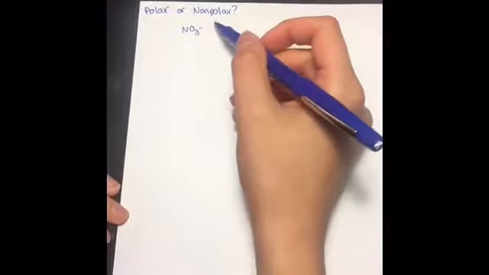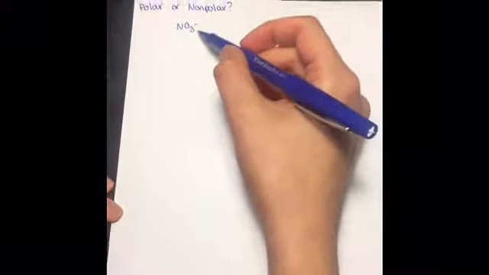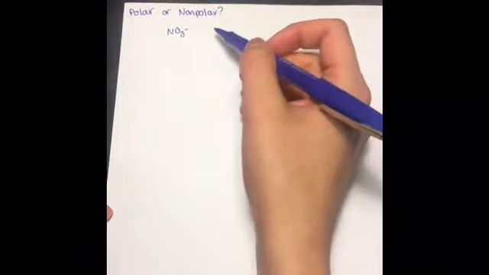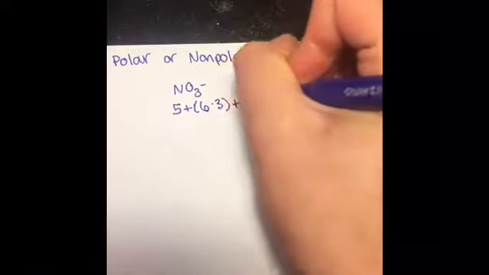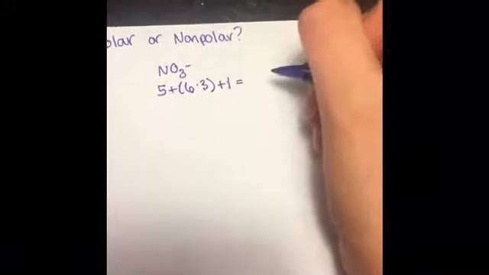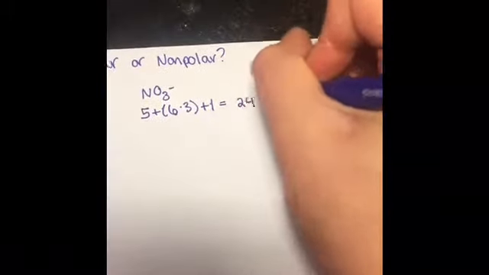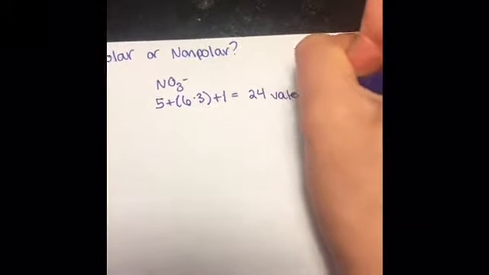So the problem that we're going to be doing today is figuring out whether nitrate is polar or nonpolar. And to do this, we need to draw the Lewis structure of nitrate. And to start drawing the Lewis structure, I always like to start by tallying the valence electrons. So you know that nitrogen has 5, oxygen has 6, but there's 3 oxygens. And this negative charge counts as having an extra valence electron. So when we add this up, that equals 24 valence electrons.